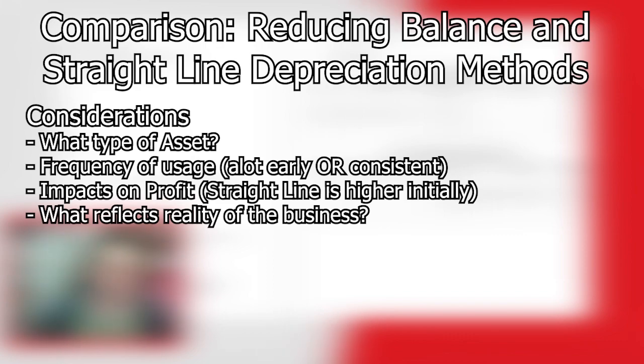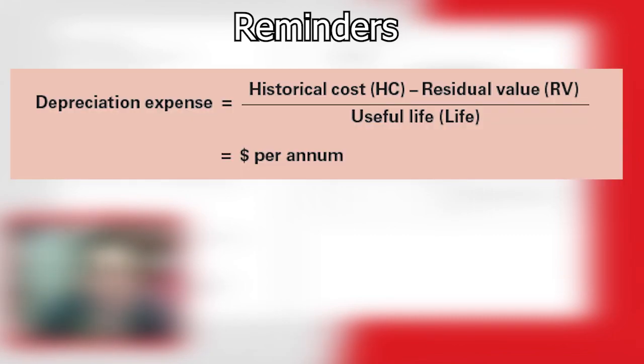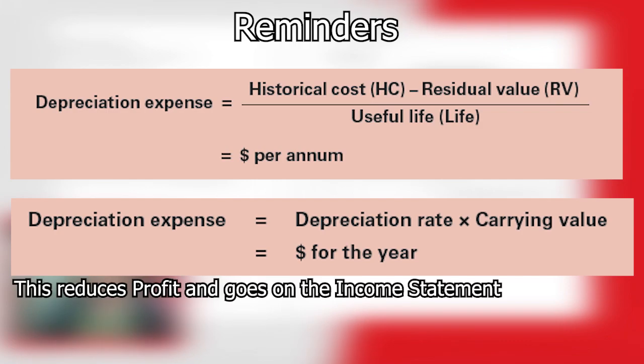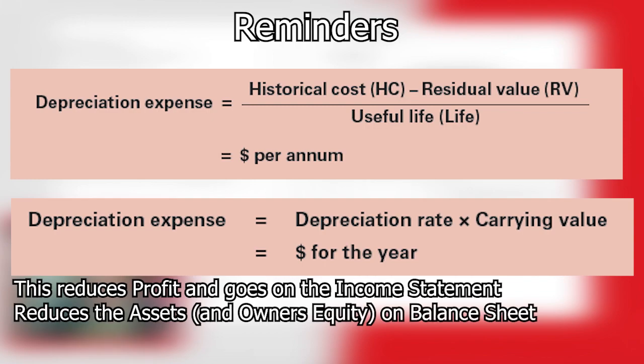So, just a reminder, the formula for straight line depreciation is historical cost minus the residual value over the life of the asset, while reducing balance is the depreciation rate multiplied by the carrying value. And this will affect both the income statement and also the balance sheet, because you'll get different numbers associated with those. The only report that's never touched is the cash flow statement.